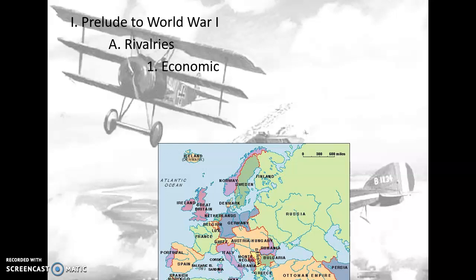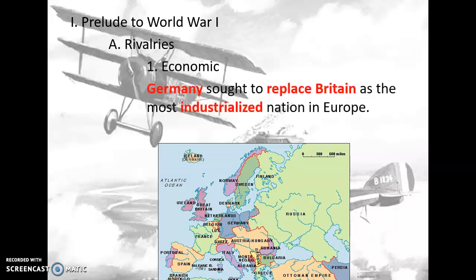Number 1, economic rivalries. Germany sought to replace Britain as the most industrialized nation in the world. Germany wanted to become the most powerful country in Europe. It had fought wars in the late 1800s to prove it. Other countries lagged behind and struggled to modernize their industries. So Germany wanted to become the most industrialized nation in all of Europe.